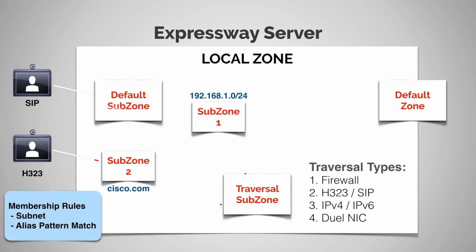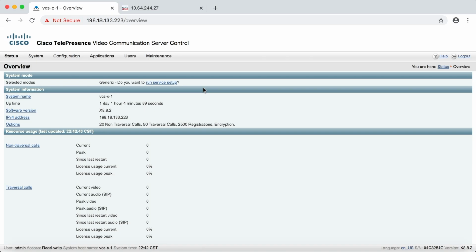Okay? Again, this is one way to group devices based on call behaviors or abilities, or to control routing behavior or bandwidth and so forth. Okay, so let's go ahead and see how we can configure this on our expressway. So we're going to create additional subzones.